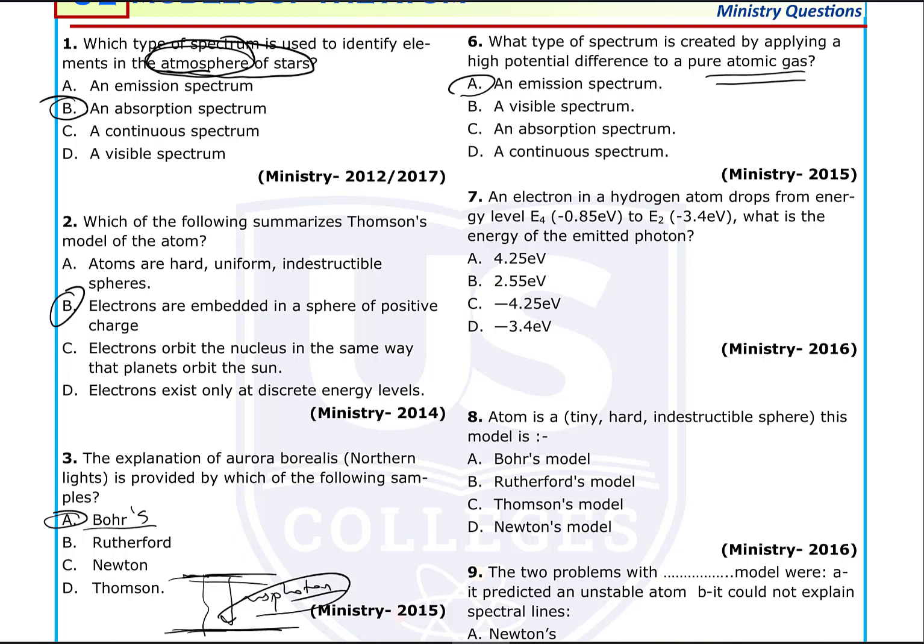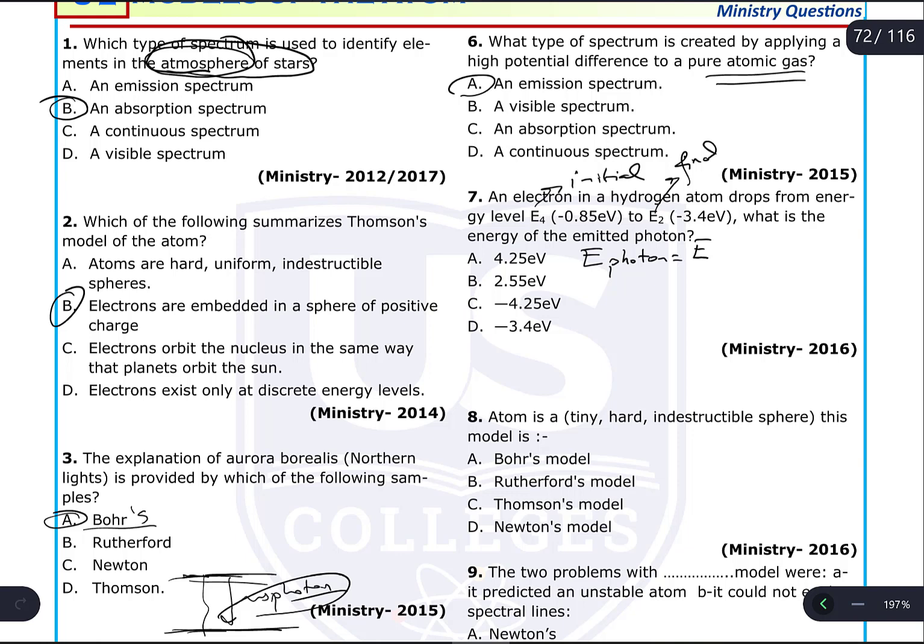An electron in a hydrogen atom drops from energy level E4 to energy level E2. What is the energy of the emitted photon? So this is the initial energy level, which is higher. This is the final energy level, which is lower. So the energy of the photon will be the initial minus the final energy level. So E initial minus E final. Final energy level is lower than initial. So the initial energy level E4 is negative 0.85 minus final, negative 3.4. This negative is the equation's negative. This is the number's negative.